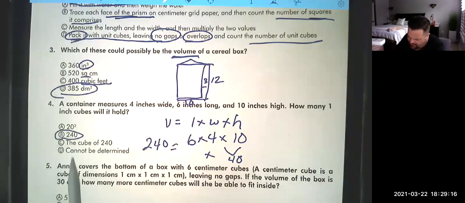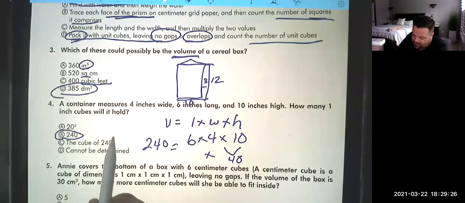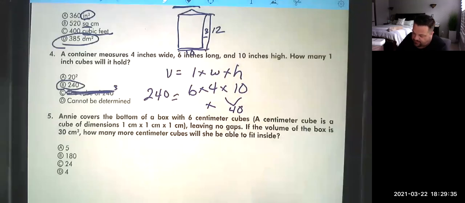And the cube of 240, they're trying to trick you with the whole cube thing we were talking about before. But the cube of 240, if I'm not mistaken, would be 240 to the third power, and that would get really huge, right? So don't let that word trick you when it doesn't make sense. All right, let's move on to number 5. Pause and try to get your answer.